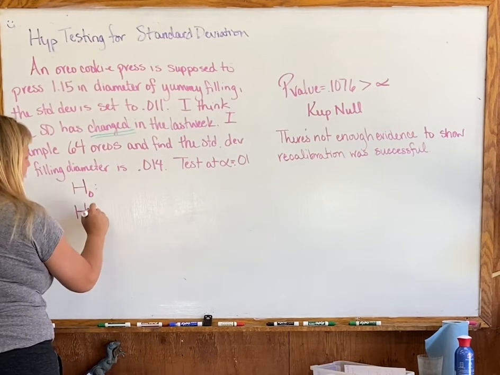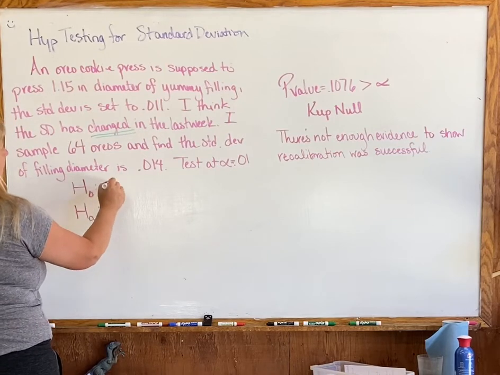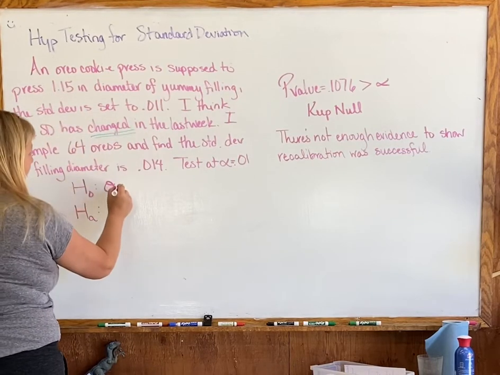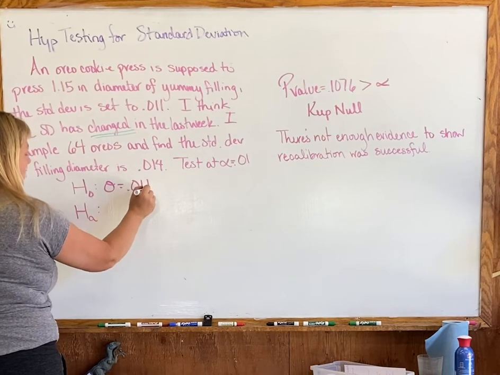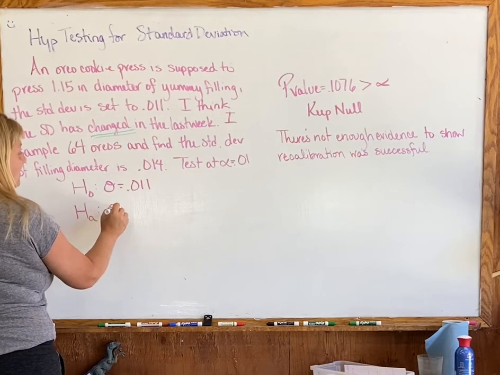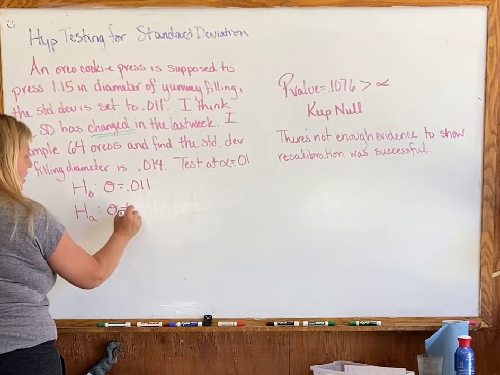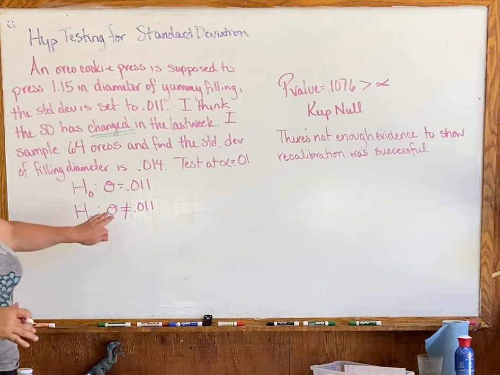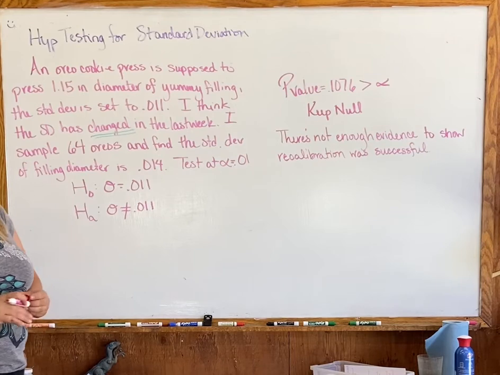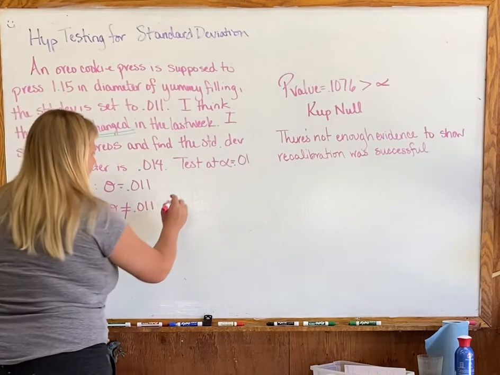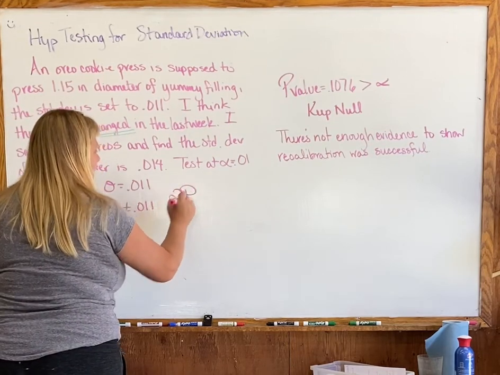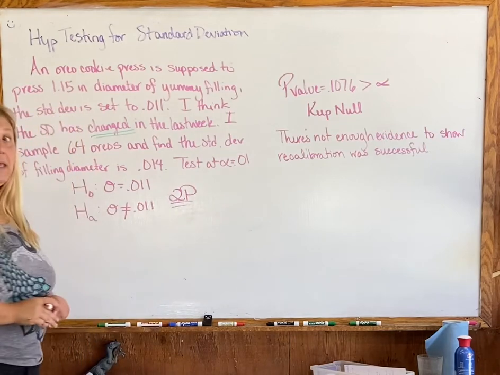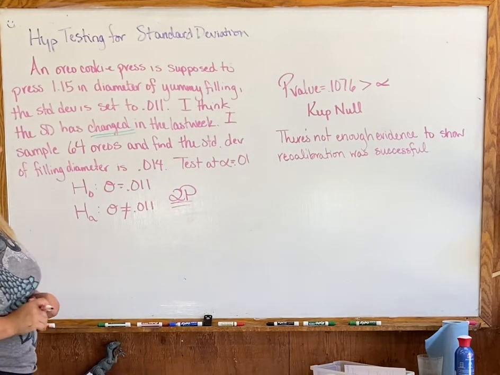our null hypothesis is going to be that sigma was set to be 0.011, and because all I've said is changed, the only thing that I can write in there is that I don't think it's equal to 0.011. And again, that means that we need to do a 2p. Okay, so we need to look at a 2p.